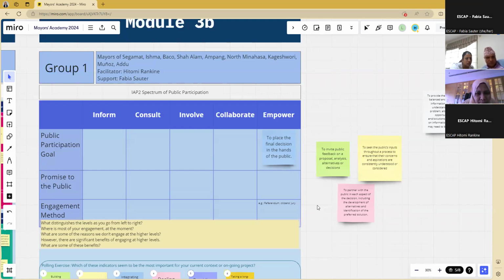So, any risks? Does anybody see any risks with this particular level of engagement? Any risks, any concerns? What would be your concerns with engaging at this level? Place the conversation in the hands of the public. Do you see any concerns? Is it something that you would do very quickly? Very easy.